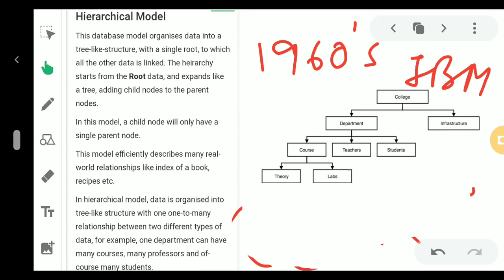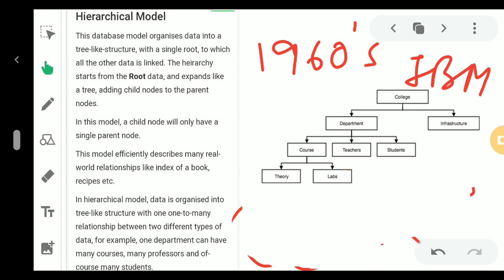Another advantage is that data at the top of the hierarchy are very fast to access, because from the root there is one parent, and another depending on the parent. So it is very easy to access this. It is good for entities that have a one-to-many relationship between them. Now, what is a one-to-many relationship? We will learn in the relational model chapter. At that point of time it will be clear to you.